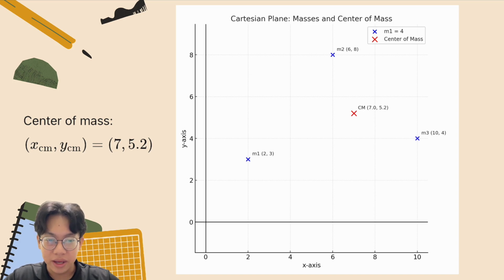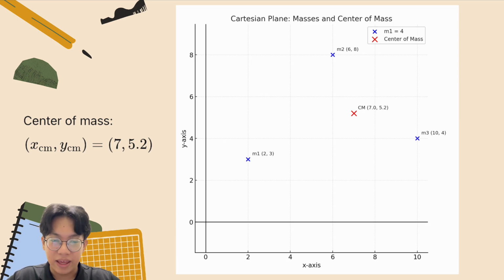For visualization, in this diagram, we see three points representing the objects in the system. Each point corresponds to a specific mass and is plotted at its respective coordinates (2, 3), (6, 8), and (10, 4). These points are weighted based on their masses, where m1 equals 4, m2 equals 7, and m3 equals 9. In the center of these points, there is a red X mark. This red X represents the center of mass, the point where the entire system would balance if placed on a pivot. Notice how the position of the center of mass at (7, 5.2) is influenced by both the positions and the weights of the masses.